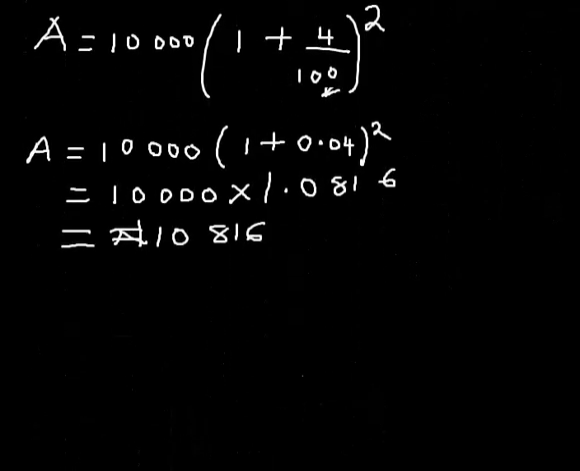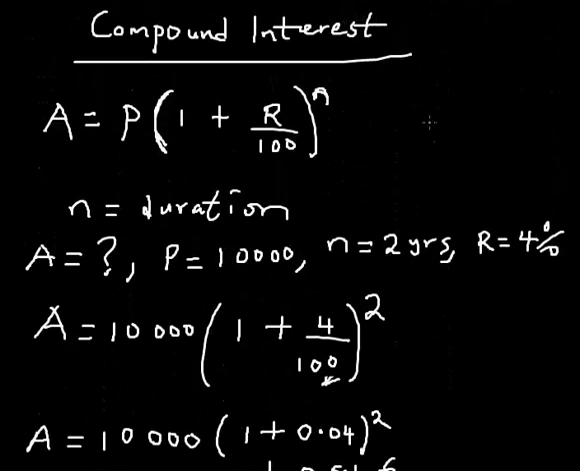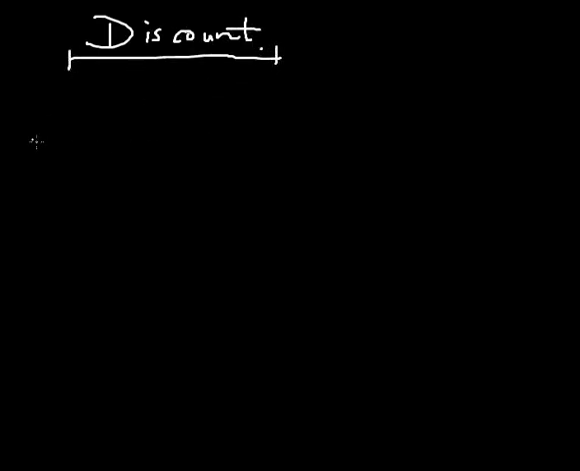So that is the application of percentage. This is for a compound interest. So let's look at another application. Another application is discount. Discount is actually the amount that is subtracted, the amount that is taken away out of the original price of a goods.